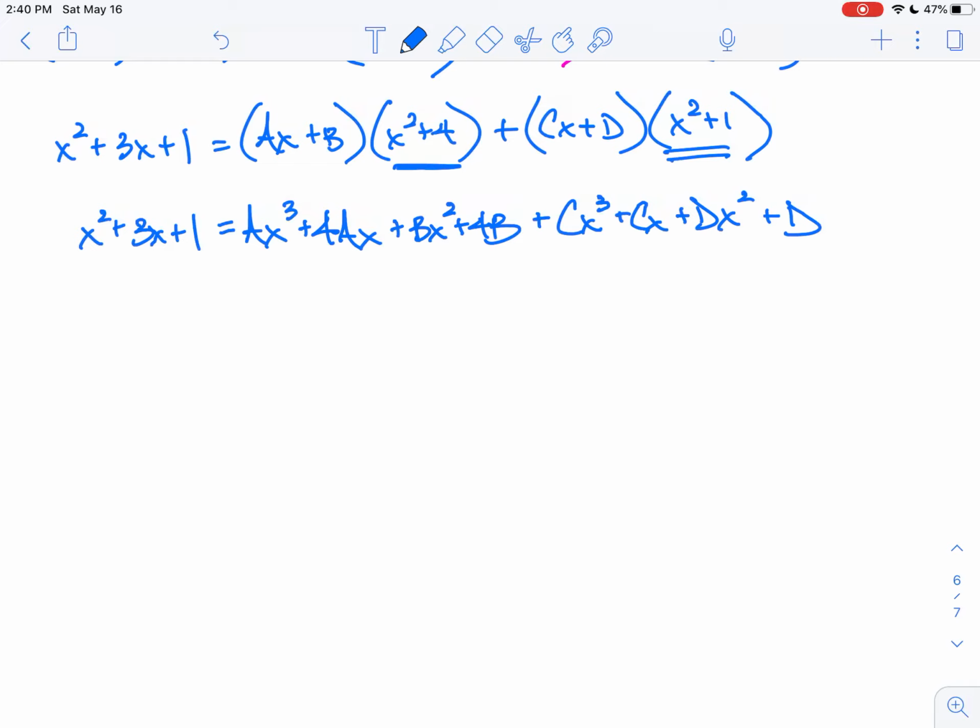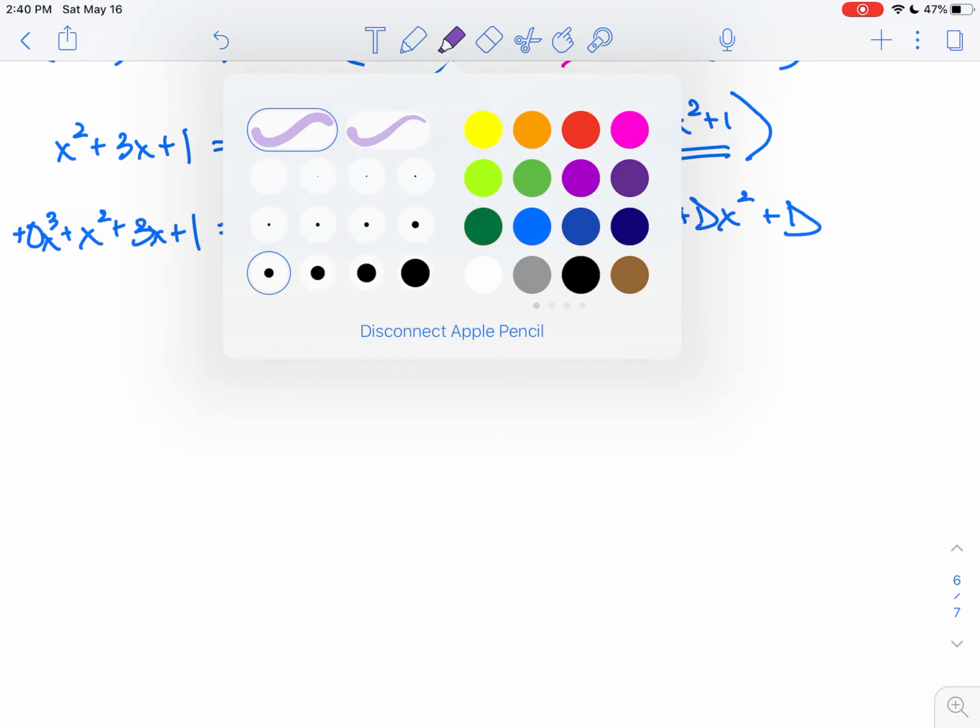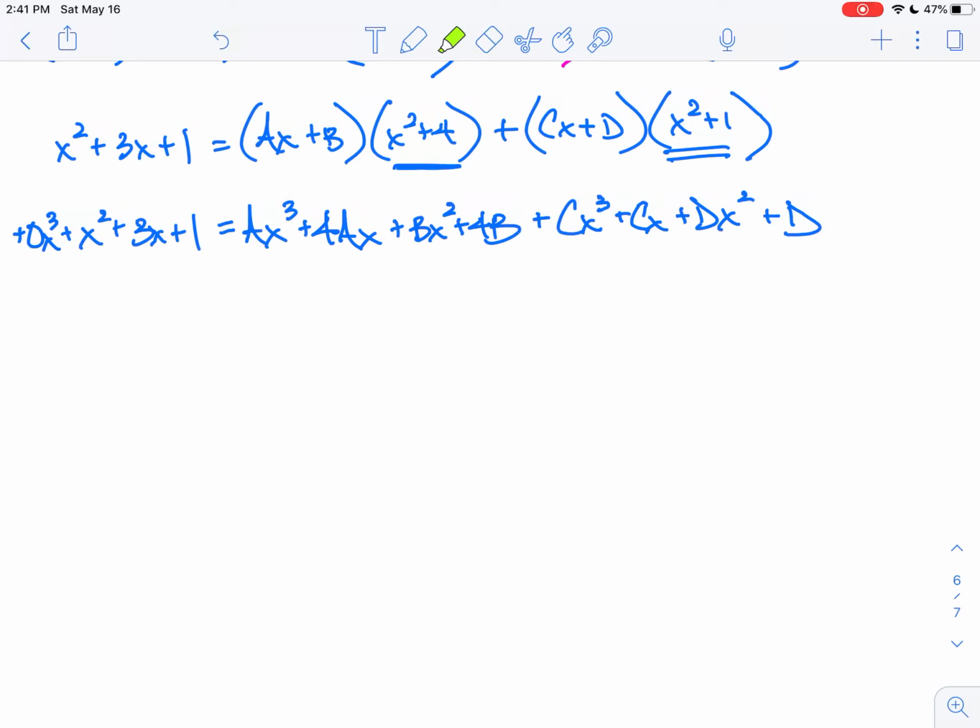Now, I'll notice that there are no terms on the left-hand side with a cubed, so I'm going to write plus 0x cubed. So I know it's a 0 there, okay? And now I'm going to find equations with my sort of like terms. All right, let's see what we have. Which terms have a cube? 0 equals a plus c. There's my first equation. 0 equals a plus c.